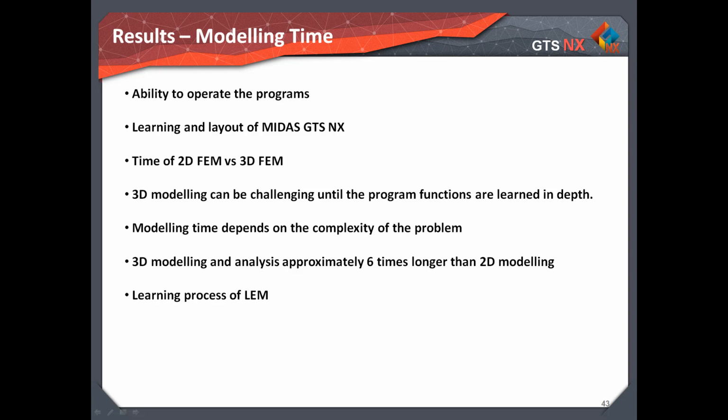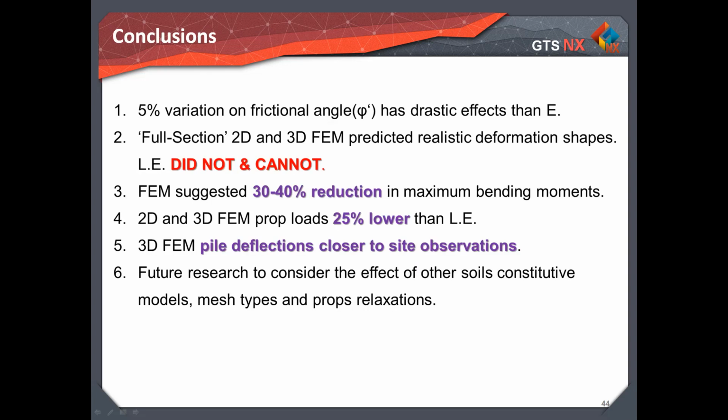During this project, the 3D modeling and analysis took approximately 6 times longer than 2D modeling, including exploring various modeling options. Obviously, the 3D model provides more realistic results than the other methods. In the case of LEM, limit equilibrium method, the learning process is much more simplified, and assuming all soil parameters are available, one set of analysis can be done in 2 or 3 hours.